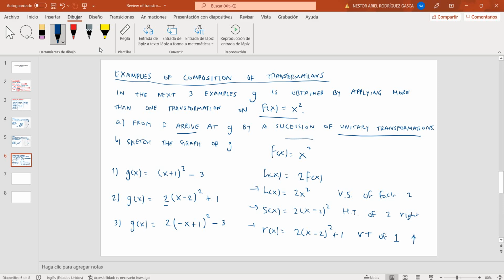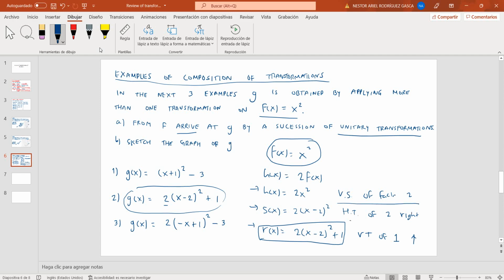First, in order to go from here to here, which is all of this, as we can see, this and these are the same. In order to go from here to here, guys, or to here from here, which is the same, what I need to do is first a vertical stretch of factor 2, then a horizontal translation of 2 to the right, and then a vertical translation of 1 upward. You see? So that's how it works, guys.